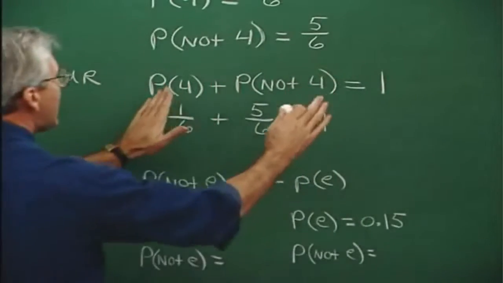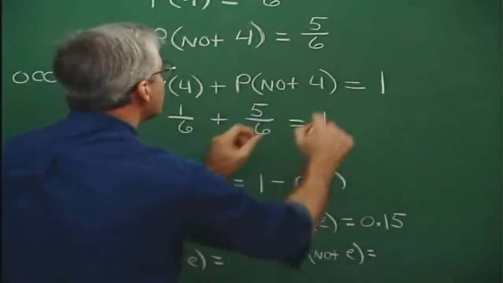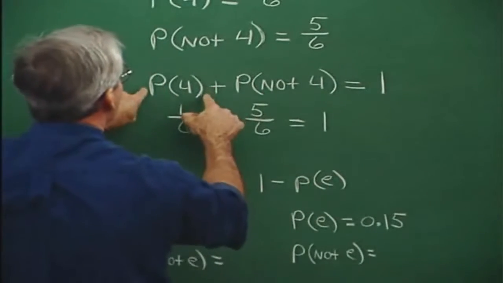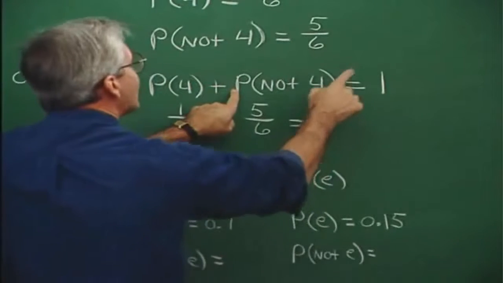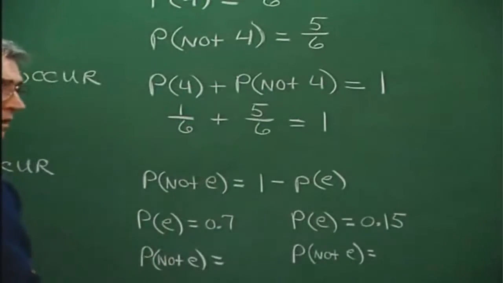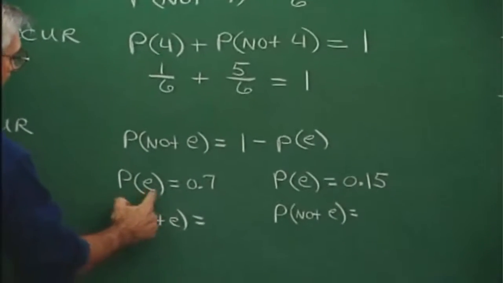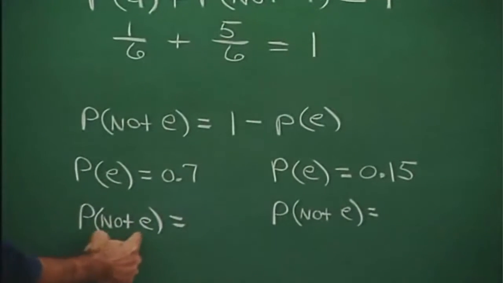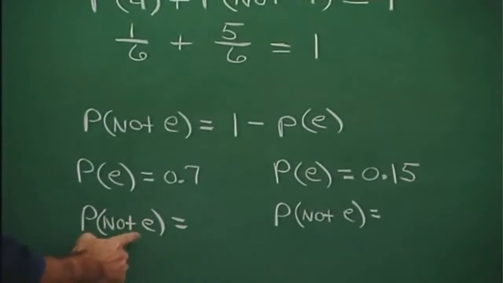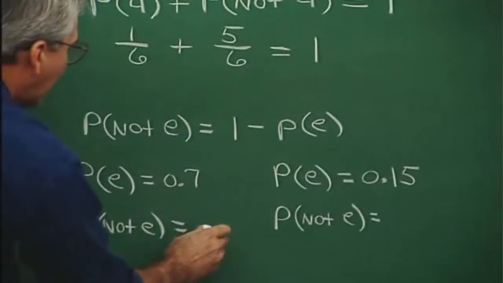Now algebraically we can move either of these items to the other side of the equation, you see. We can say the probability of 4 is 1 minus not 4. Or the probability of not 4 is 1 minus the probability of 4. Now, as an example, if we know the probability of some event is 0.7, then the probability of not that item would be 1 minus 0.7, or 0.3.